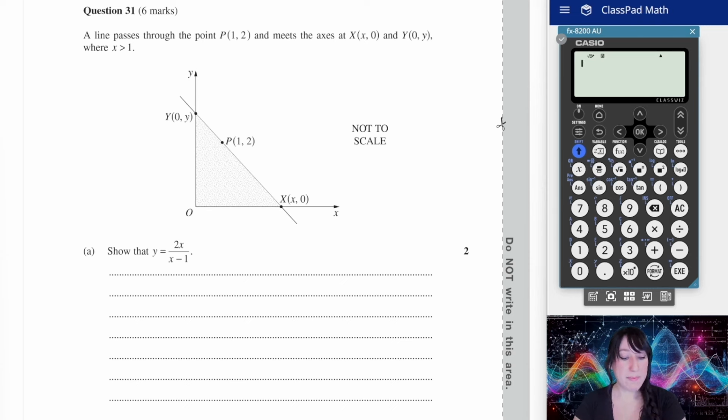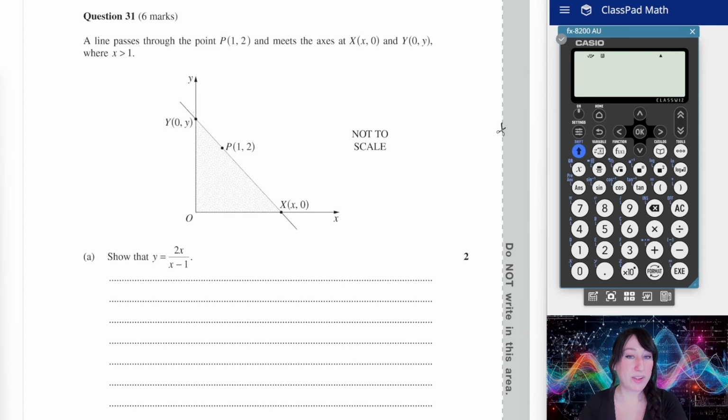Question 31. A line passes through the point P, 1, 2, and meets the axes at X, which is x, 0, and Y, which is 0, y, where x is greater than 1. Show that y equals 2x over x minus 1. Okay, what are some features of the graph that we could use here to set up an equation that might involve fractions? Something like the gradient could be helpful here. So we know that no matter what 2 points you pick on a line, the gradient has to be equal. So what if we set up the gradient from here to here and the gradient from here to here and set those equal to each other?